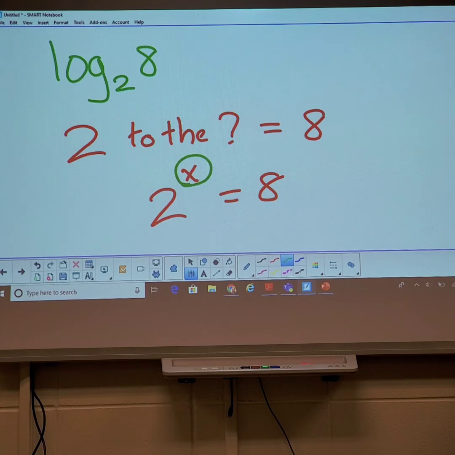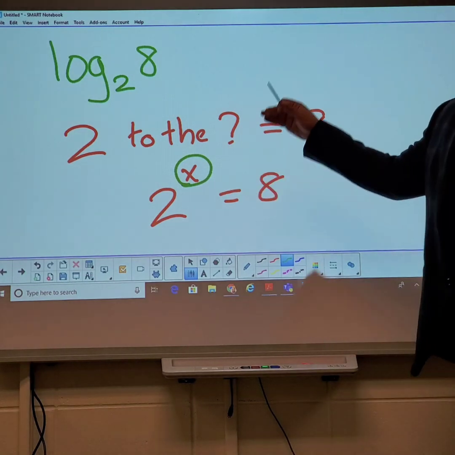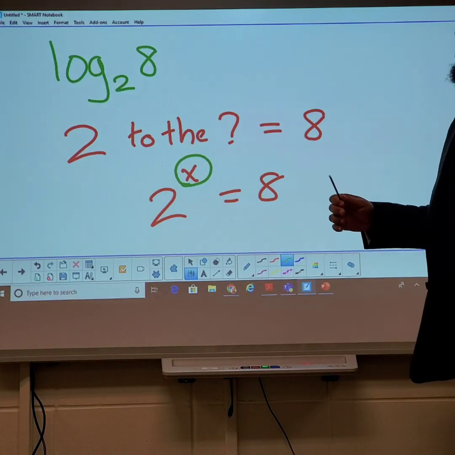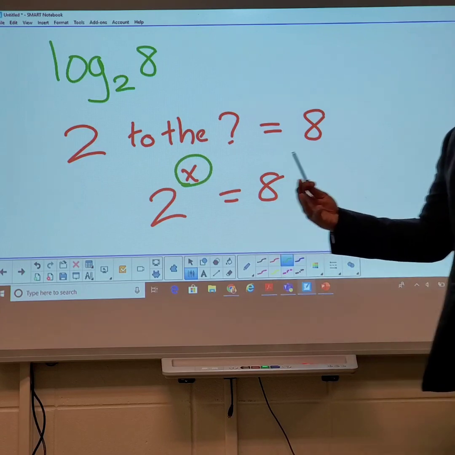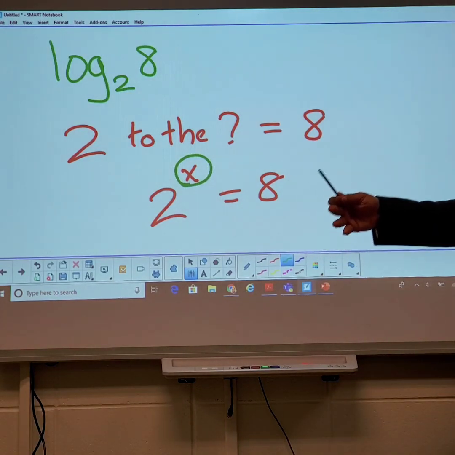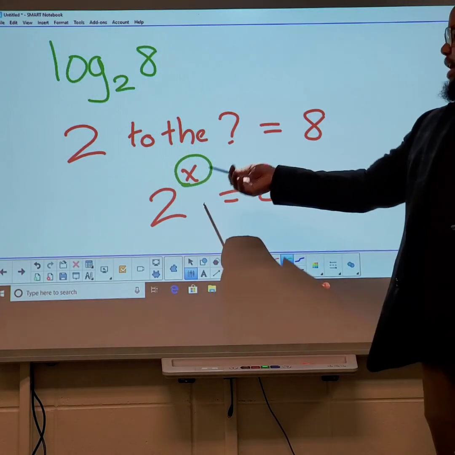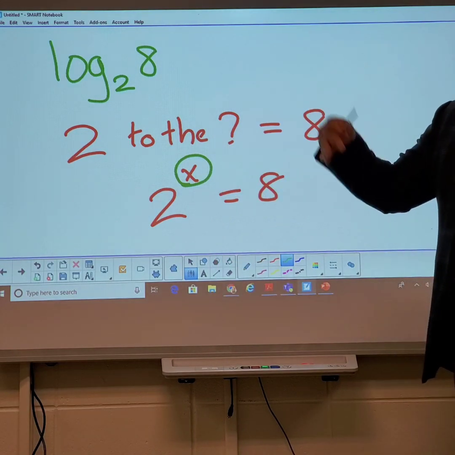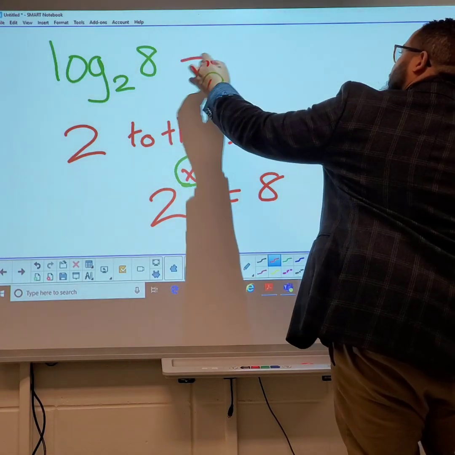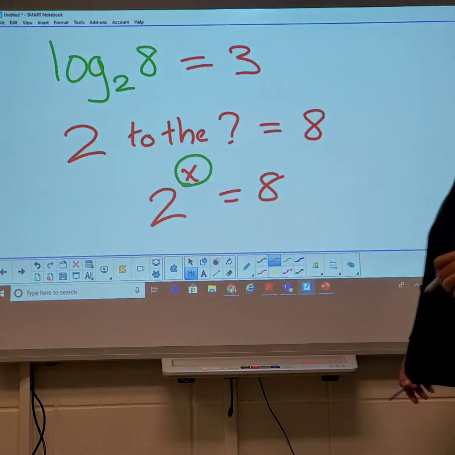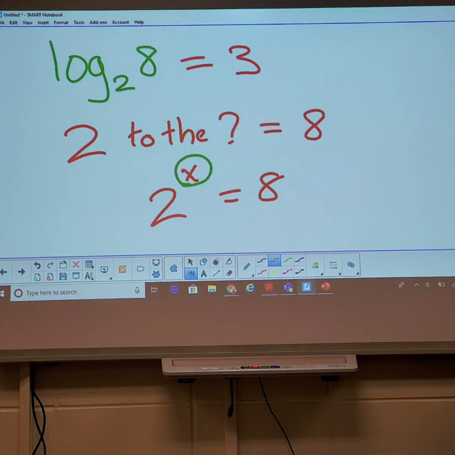Because we're basically undoing the power. Alright? So if I'm taking log base 2 of 8, I'm asking myself 2 to the what equals 8. This is a simple question because we know 2 to the 3 equals 8. Therefore, log base 2 of 8 would be equal to 3. Alright? Are we okay so far?